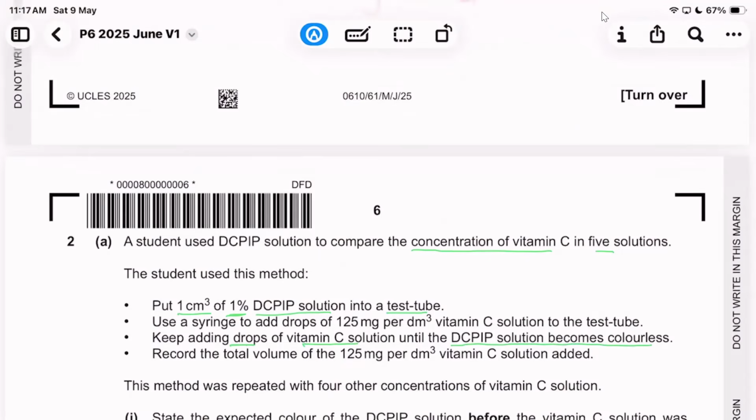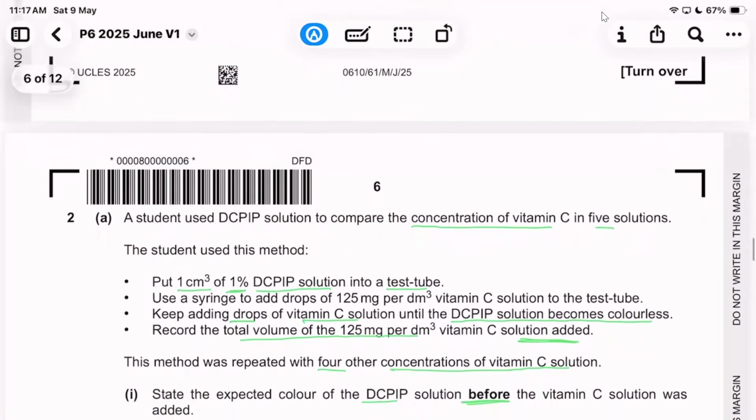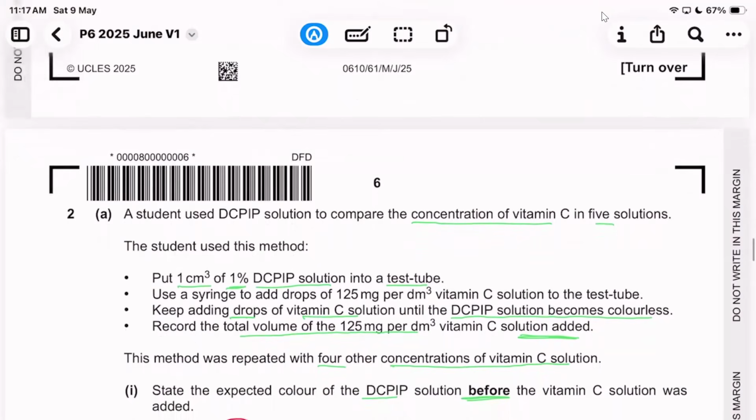We know that the original color of DCP-IP is blue, and in the presence of vitamin C, the color changes into colorless, or we can say this is decolorization of the blue color of DCP-IP. Record the total volume of 125 milligram per decimeter cube of vitamin C added. This method was repeated with 4 other concentrations of vitamin C solution. State the expected color of DCP-IP solution before starting the experiment: the original color of DCP-IP is blue.